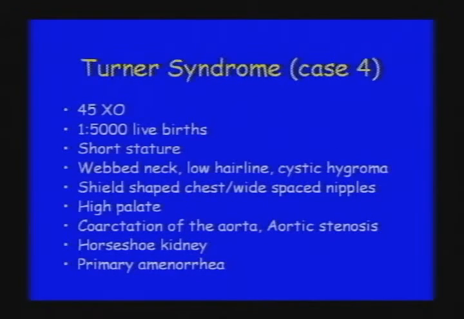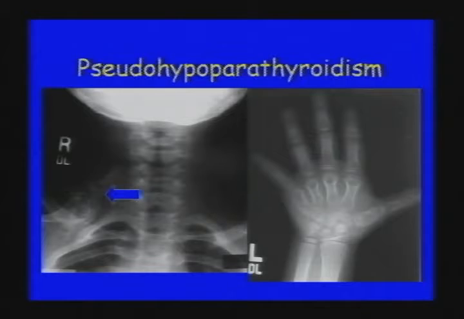Turner syndrome, which was case 4, is XO genetic makeup. It's seen in 1 in 5,000 live births. They tend to have short stature with a webbed neck and a low hairline, a shield-shaped chest. Remember that if you think that you're dealing with Turner syndrome, you need to go the extra step and say, well, gee, we need to look at the aorta because they can have aortic stenosis or coarctation of the aorta, and they can also have horseshoe kidneys. And these girls will also have primary amenorrhea.